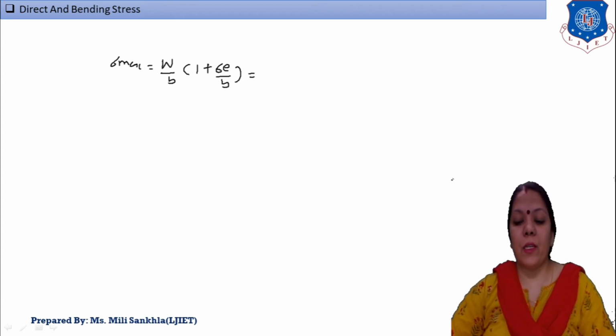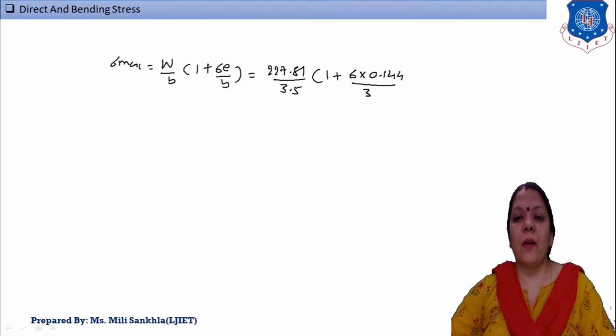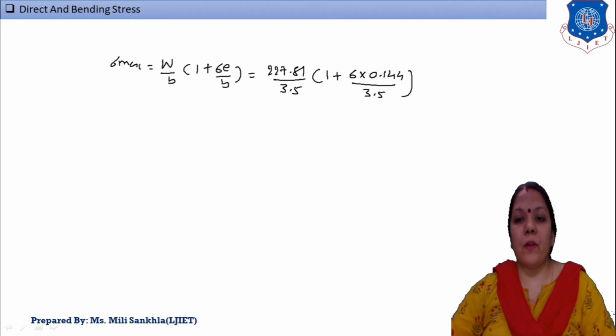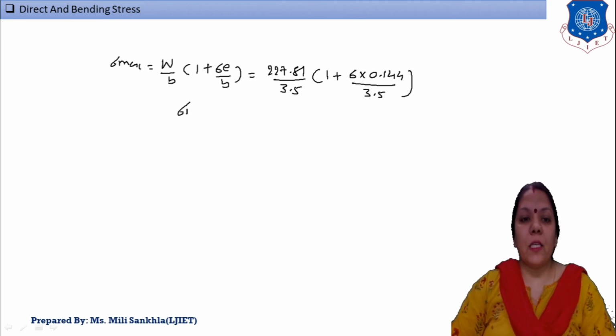Now one by one, what is capital W? Capital W is equal to 227.81 divided by B, which is 3.5, into (1 plus 6 times the value of this E, 0.144 divided by 3.5). Okay, now after solving this we get sigma max is equal to 81.156 kilonewton per meter square. Okay, this is my positive answer.